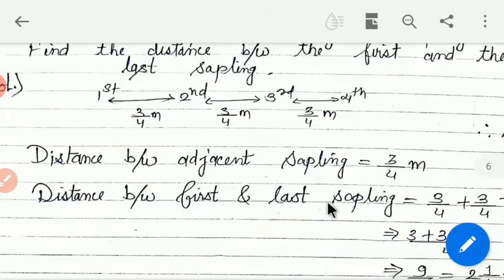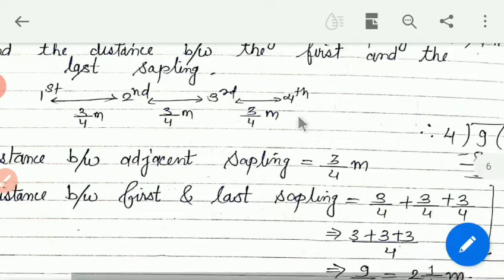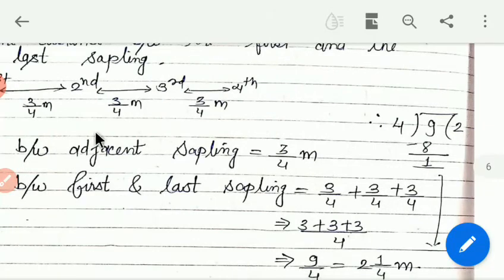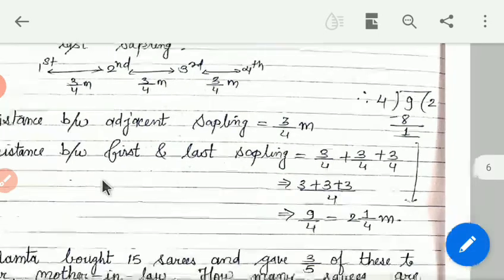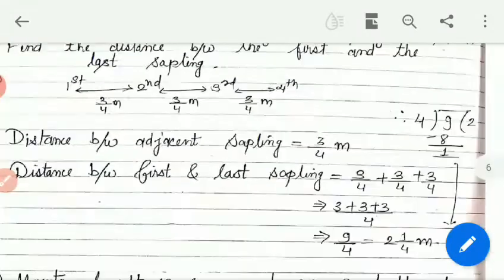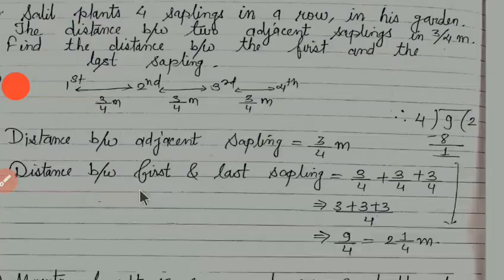Therefore the distance between first and last sapling will be how much? We have to add all the distances between each sapling. So 3 by 4 plus 3 by 4 plus 3 by 4. Here you can see denominators are equal. So we can directly add the numerators. So 3 plus 3 plus 3 means 9 by 4. Or you can change into a mixed fraction as 4 twos are 8 plus 1, or 2 1 by 4 meter. So the distance between the first and last sapling is 2 1 by 4 meter.